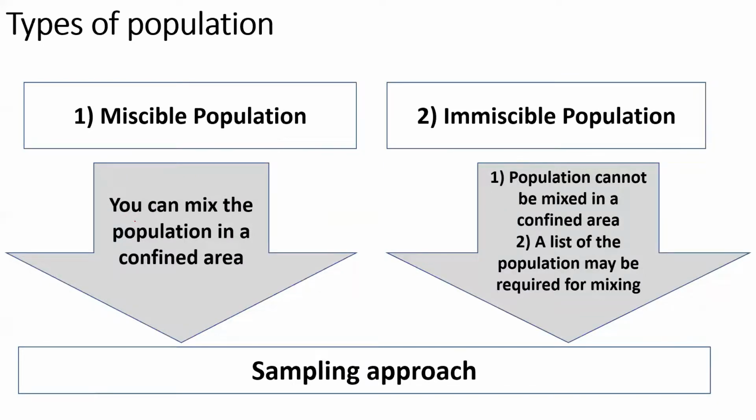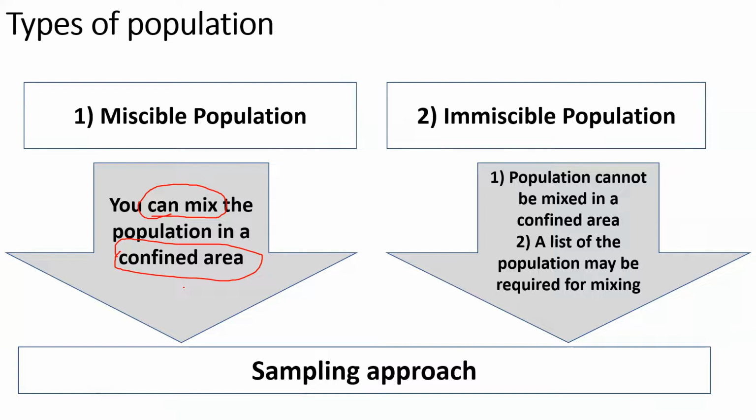Miscible population, we said, is a population that you can mix. So you can see here, you can mix the population, and the population should be in a confined area. So you can immediately see that there are certain types of population that cannot be mixed. For instance, if the population of a study are cars in the city center, you will not be able to mix all the cars in the city center before you sample.